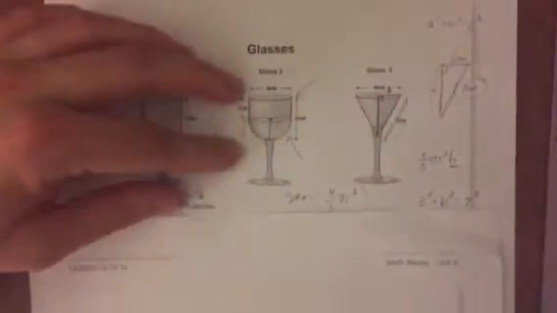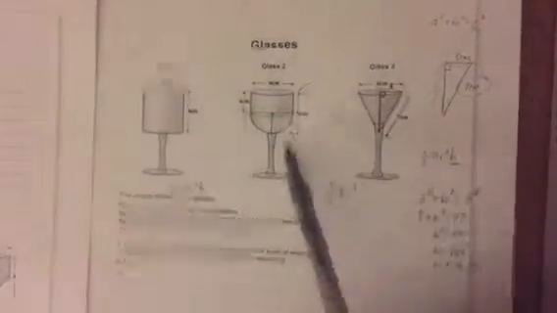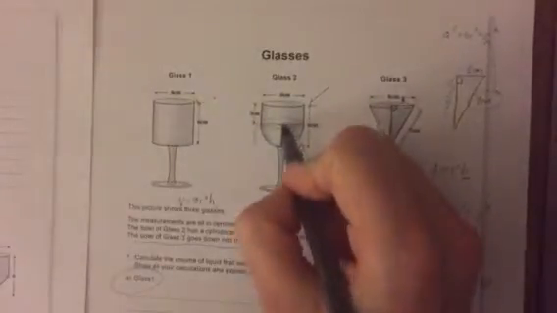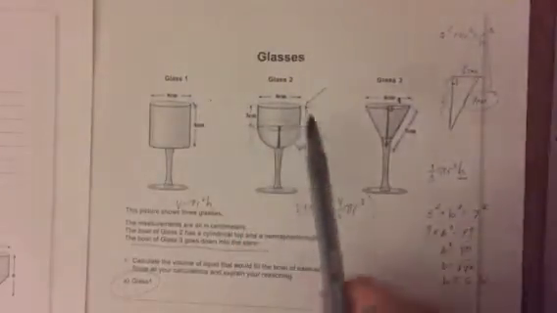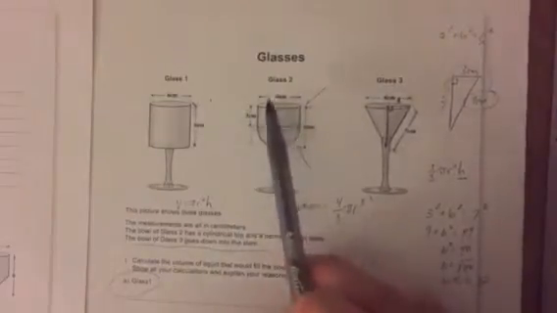Okay, so now if we're looking at the second page, it says find the height of the liquid in glass 2 when it's half full, and show how you figure it out. So here, if we're looking at glass 2, a lot of folks just said, oh, if I go up 3 centimeters, that must be half full because that's half the height. But again, you're thinking that the height is proportional to the volume, and that's not true.